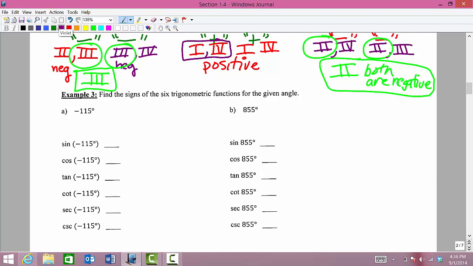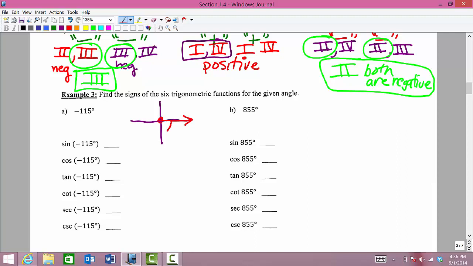Now this time in example 3, I am going to give you the angle that we were talking about. In everything else we've just done, we said theta, and we didn't describe what the actual angle was. In example 3, I'm going to give you the exact angle, and I'm going to ask you to come up with the signs of all of the trig functions for that given angle. So if angle theta is negative 115 degrees, we first want to know what quadrant our angle lies in.